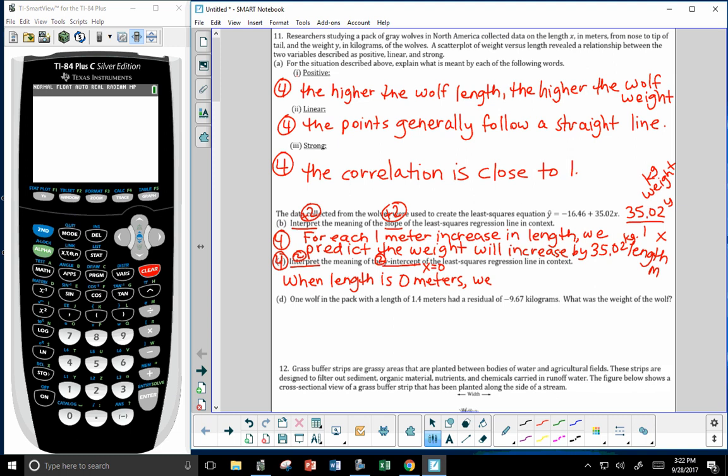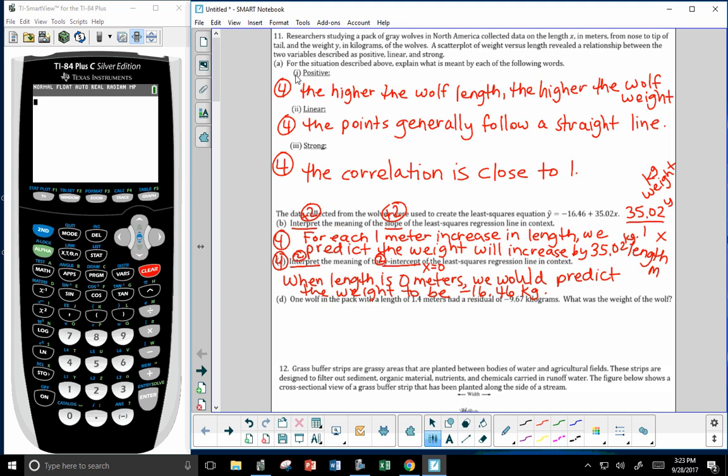It is perfectly acceptable and actually a really good idea to go on and say this does not make sense in the context of this problem. This is basically extrapolation. It's going outside of our range of values. But you're still going to interpret it. You're still going to say statistically, if x is 0, then y is negative 16.46. But then go on to say, when a wolf is born at 0 meters, first of all, you wouldn't have a wolf if it's 0 meters, but that it would have a negative weight, which again doesn't make any sense. But it's still a value that exists, so you may be asked to interpret it.